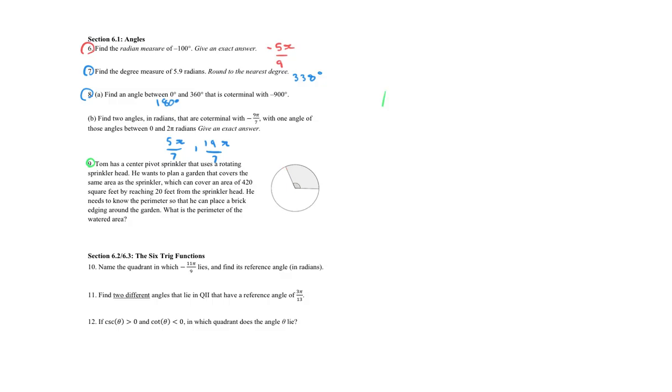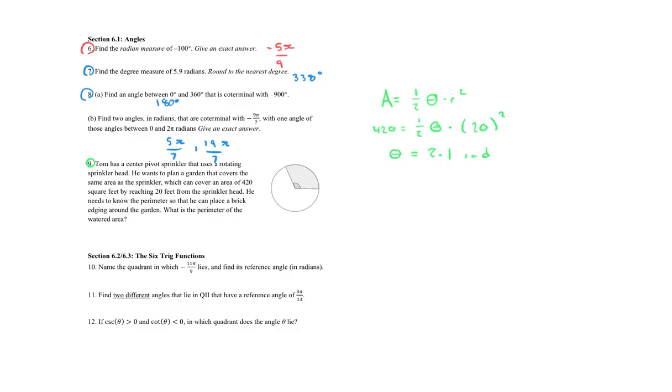So we know that the area of a sector is 1/2 theta times r squared, where theta is measured in radians. So we also know that 420 equals 1/2 theta times 20 squared. So now we can solve for theta. And if we do this, we should get that theta is going to be 2.1 radians.